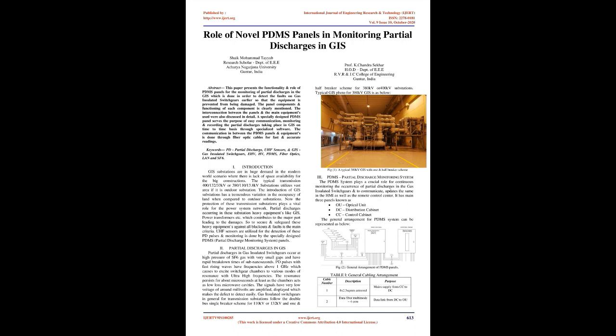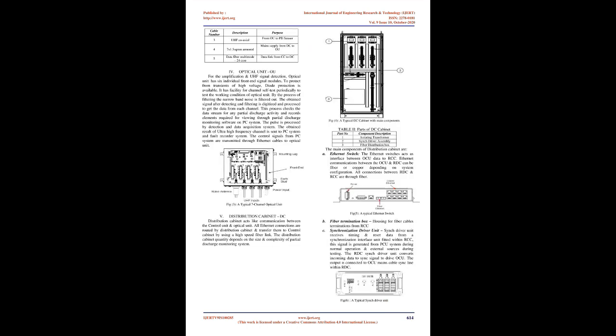2. Partial discharges in GIS. Partial discharges in gas-insulated switchgears occur at high pressure of SF6 gas with very small gaps and have rapid breakdown times of sub-nanoseconds. PD pulses with fast rising waves have frequencies above 1 GHz, which causes the switchgear chambers to be excited to various modes of resonance with ultra-high frequencies. The resonance persists for about microseconds at least as the chambers act as low-loss microwave cavities. The signals have very low voltage, around millivolts, and are amplified and displayed, which makes the defect easy to detect.